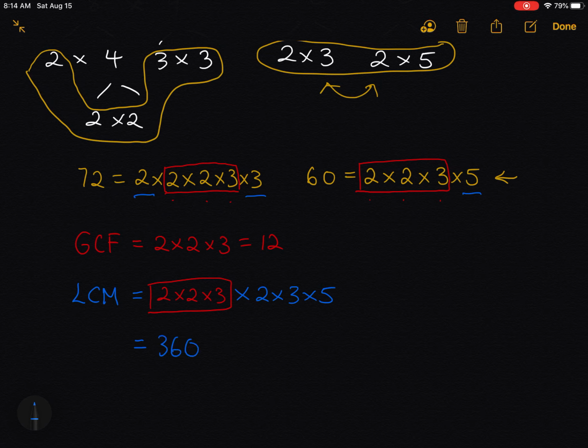So here's how we can find the greatest common factor and the lowest common multiple without needing to list all the factors and list all the multiples.